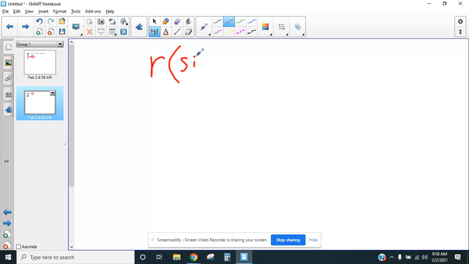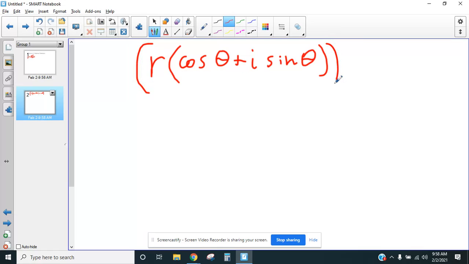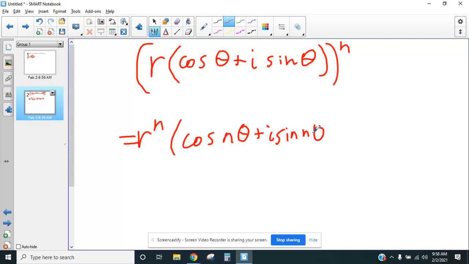Oh geez, it's cosine. I'm all flustered. Let's say I have to take this whole thing to a certain exponent. The way that we're going to do that is we're going to raise r to the nth, and then we're going to multiply each angle times n in here.